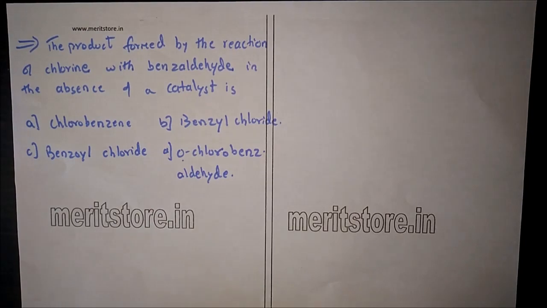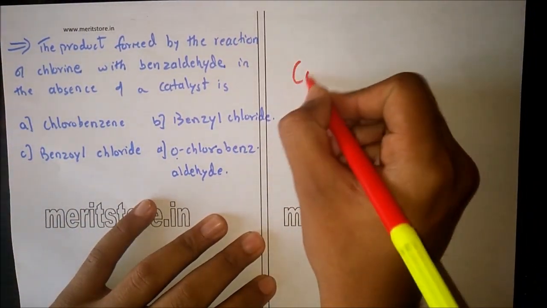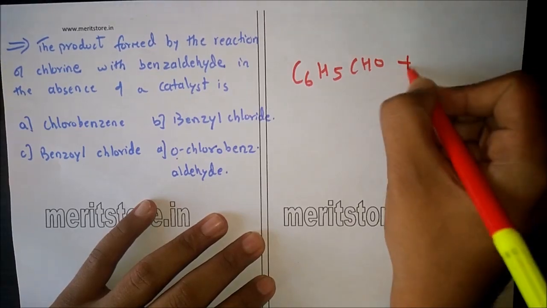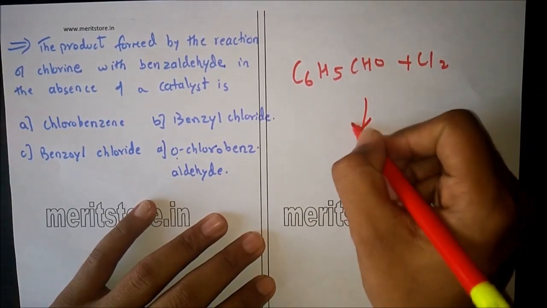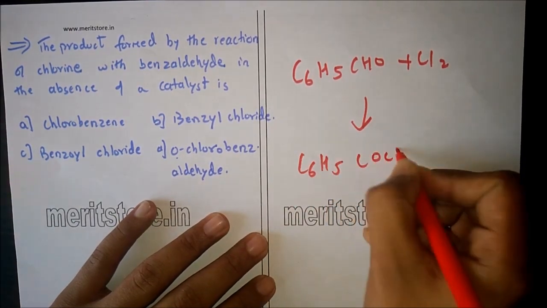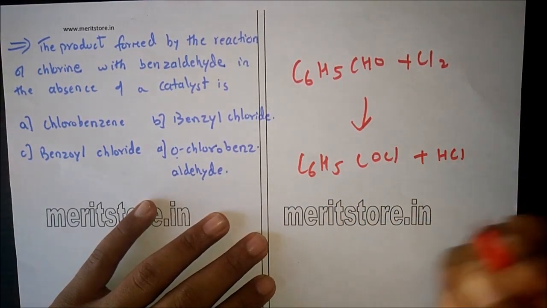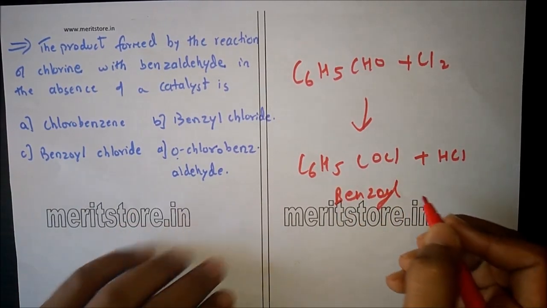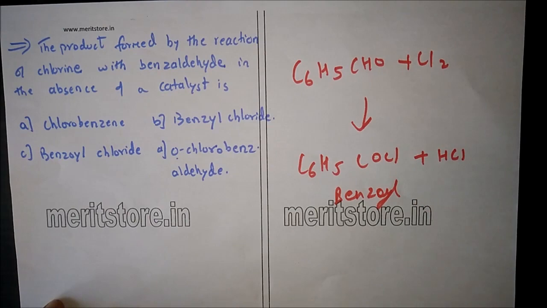Chlorobenzaldehyde. Now, benzaldehyde, given by the formula C6H5CHO, in the presence of chlorine, which is Cl2, and without any catalyst gives rise to a product, C6H5COCl plus HCl. This product is known as benzoyl chloride. Therefore, here the correct answer will be option C.